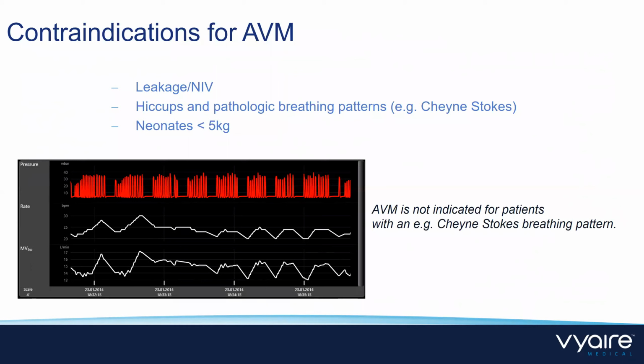And of course, neonates, there is no current mode for neonates existing. So neonates below 5 kilograms shouldn't be ventilated with AVM as well. But these are the only limitations I know of. I have experienced many times that ARDS patients and also COPD patients are really well ventilated with AVM. But of course, you have to know your limitations, and you maybe sometimes have to reconsider your goals like in any other ventilation mode.